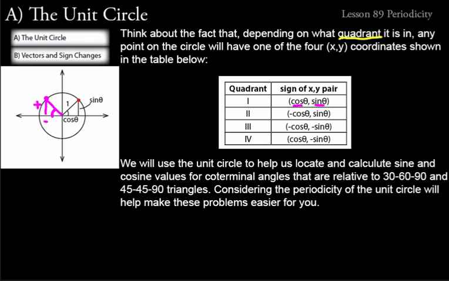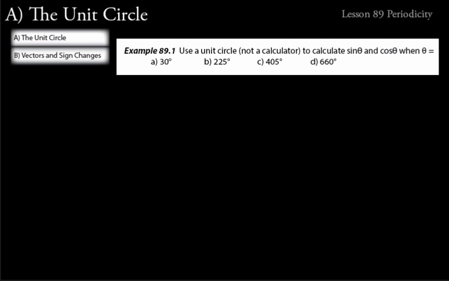So what we're going to be doing here is we'll use the unit circle to help us locate and calculate sine and cosine values for coterminal angles that are relative to the 30, 60, 90 and the 45, 45, 90 triangle. So we're not going to be doing ones that are like 42 degrees or 31 degrees right now. So just considering that periodicity of the unit circle will help us make these problems easier. That's the plan anyways, is to use a unit circle to make this easier. Hopefully that's what's going to happen.